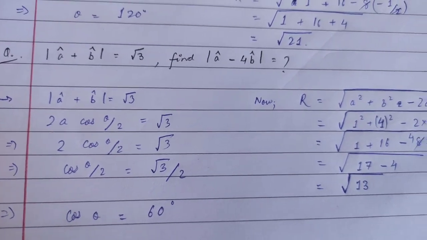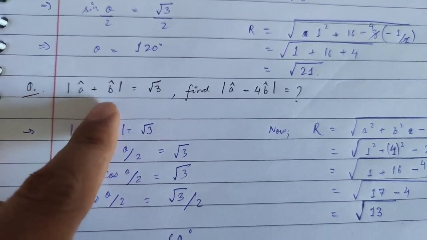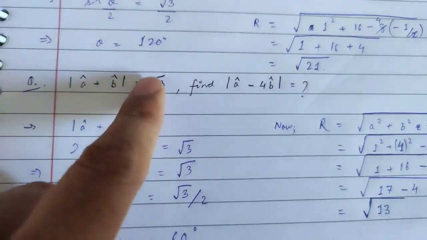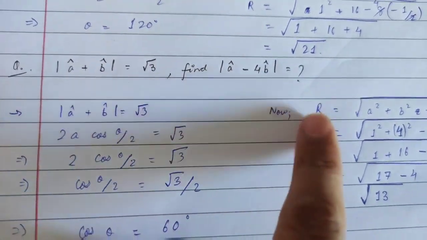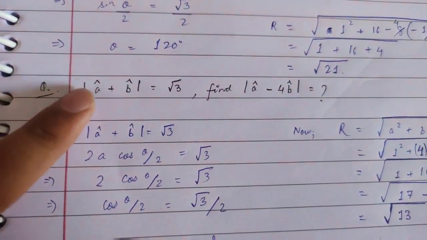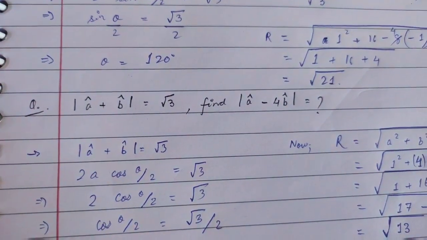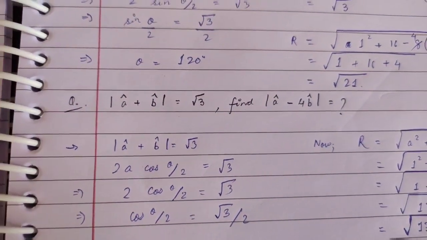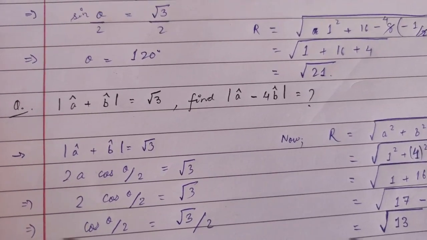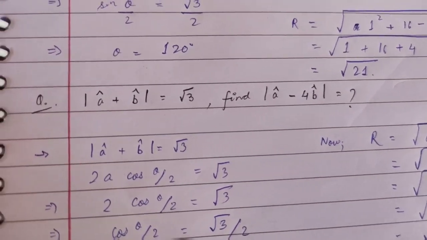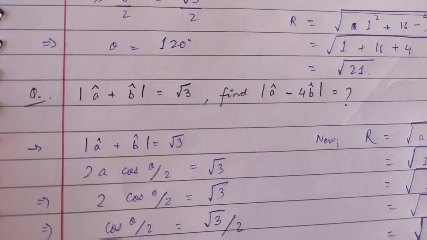Now let us see one question here. The question is: the mod of a cap plus b cap is equal to root 3. Then we have to find the mod of a cap minus 4 b cap. First see, a cap is given here. If a cap is mentioned, it means its magnitude is always 1. So a cap is equal to b cap is equal to 1.